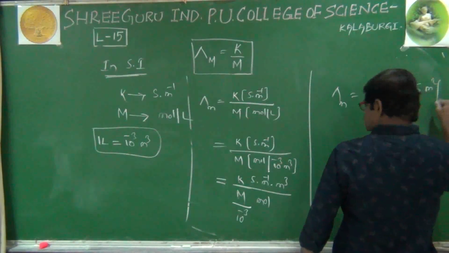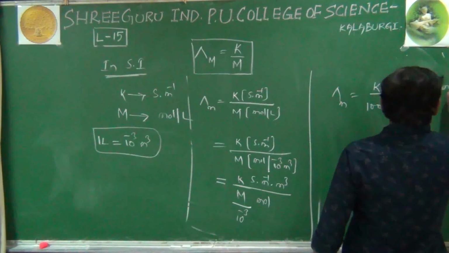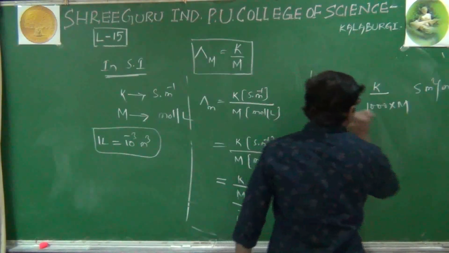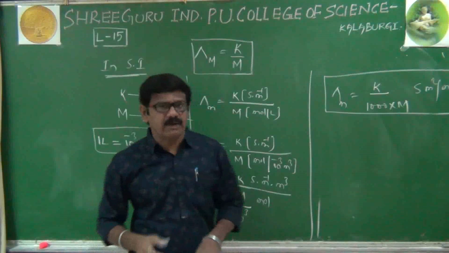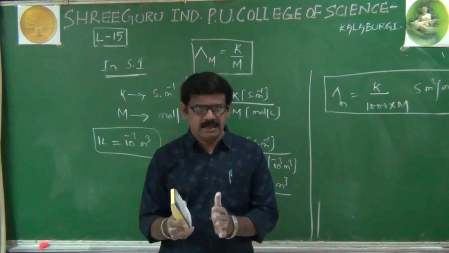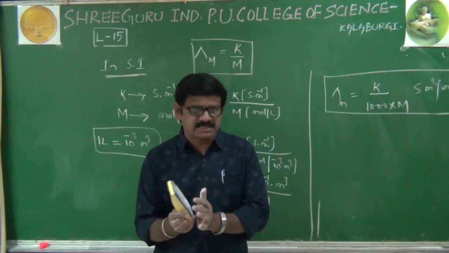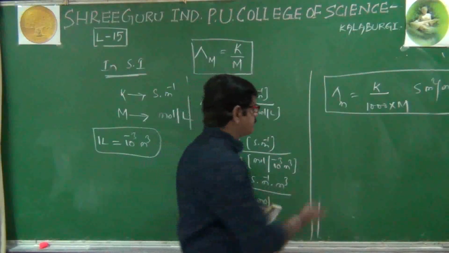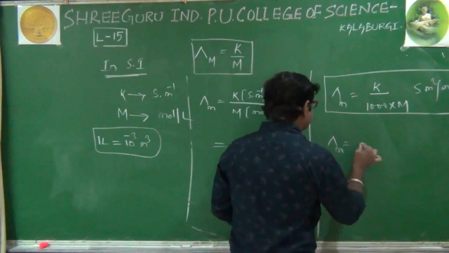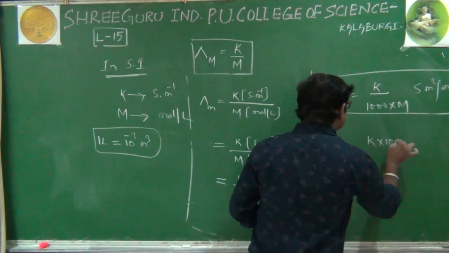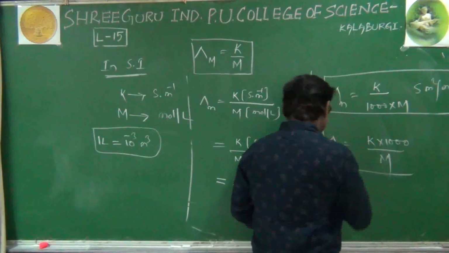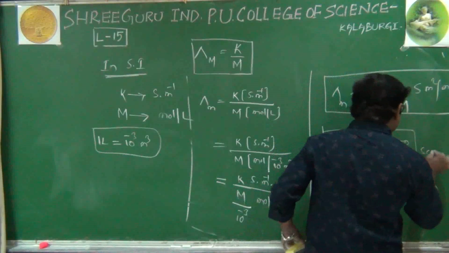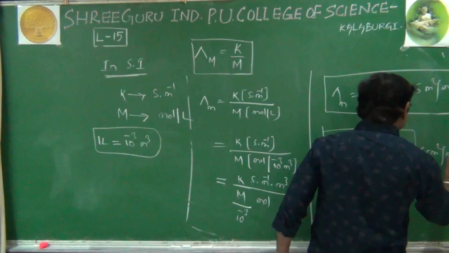Siemens meter square per mole is our final formula. That's it. Therefore, we have to first observe the question data. If a CGS system is given in the question, we have to use the first formula. What is the first formula? Lambda m is equal to k into 1000 divided by M, and of course its units are Siemens centimeter square per mole.